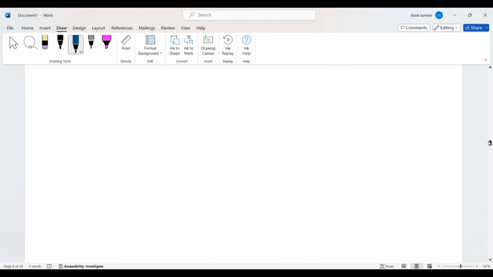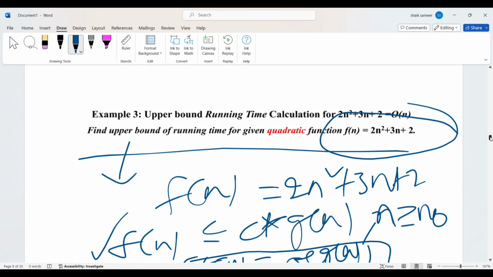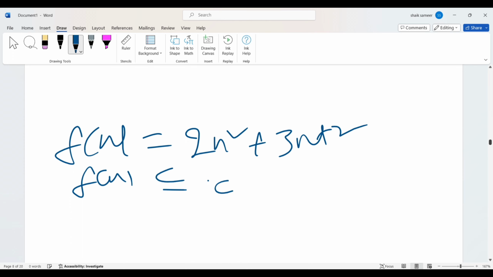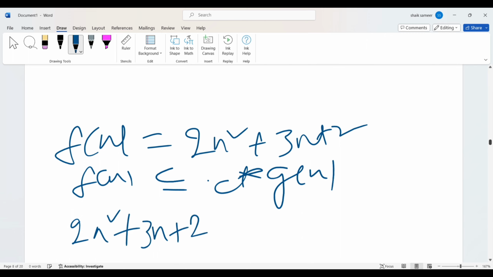So given f of n equals 2n square plus 3n plus 2. First you have to know that f of n is less than or equal to c into g of n. So substitute the value of this f of n so that it becomes less than or equal to c into g of n.